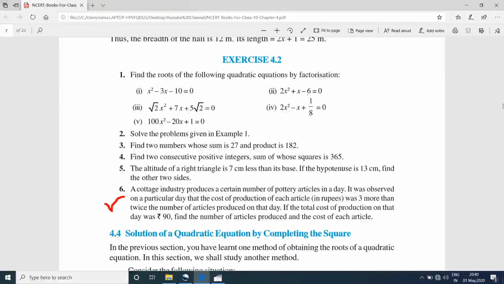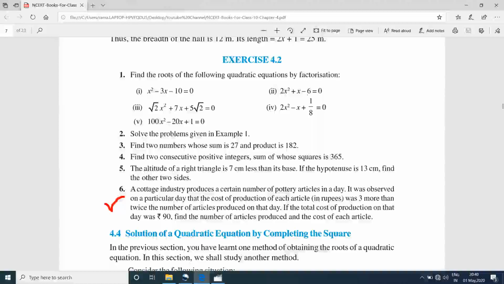Okay, next question, that is the last question, we will do that also. A cottage industry produces a certain number of pottery articles in a day. It was observed on a particular day that the cost of the production of each article was 3 more than twice the number of articles produced on that day. If the total cost of production on that day was 90 rupees, find the number of articles produced and the cost of each article. I will request you to pause the video at this stage and read the question and understand it carefully. Okay, now I assume that you understood the question correctly.